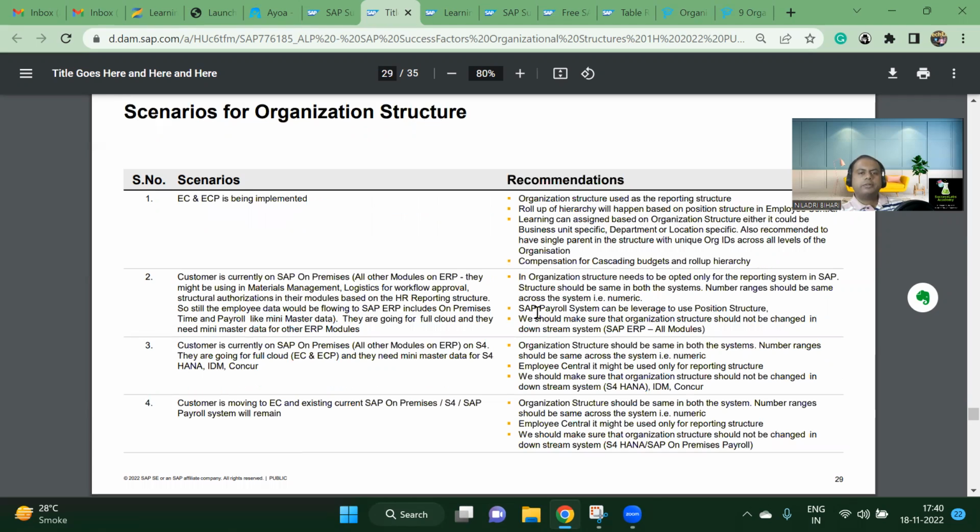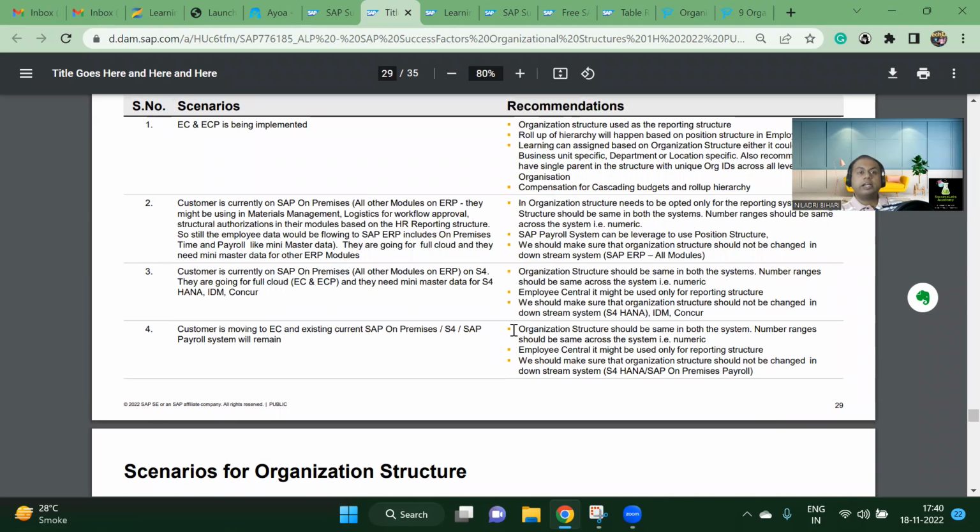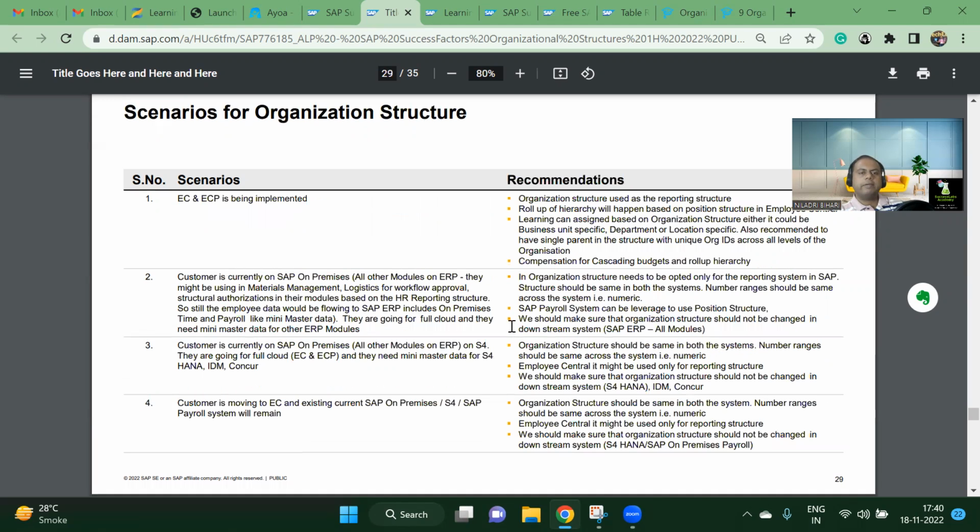So now scenarios, it is more detailed again. I'm not going into all the details. I will be sharing it. It is already available in the ALP guide series, right? And you will find it very useful for each and every scenario. We have different recommendations, right?